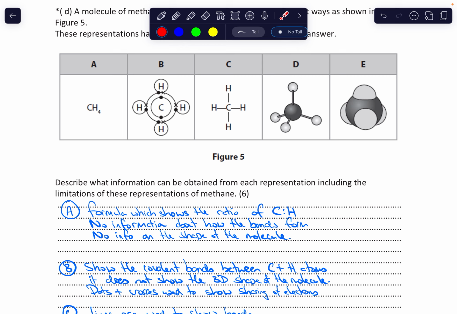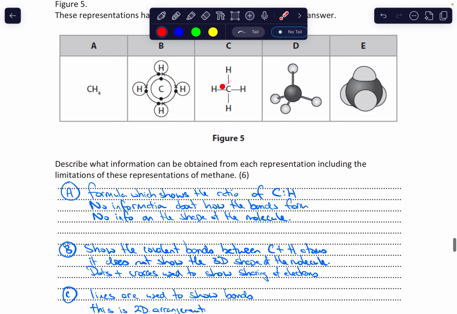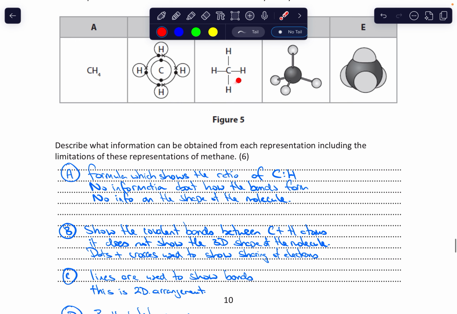It's a 2D structure. And the other thing it does show you as well is these are dots and crosses showing you where the electrons are coming from. C, again, it's 2D. The sticks represent the bonds, which isn't what bonds are, but we use it as a representation. So that's the limitation, is that we've got these lines showing as the bonds, but we only have a 2D structure, not a 3D arrangement. This one now, we've got our 3D arrangement, which is good. We get to see a shape.